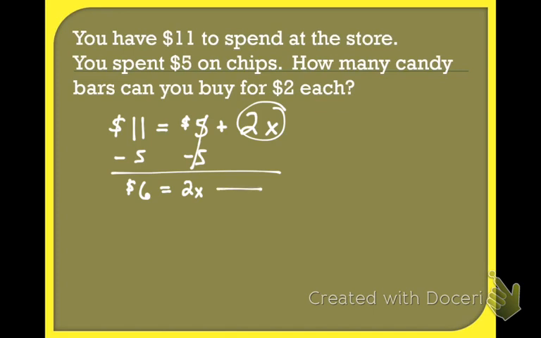Still, my goal is to get this x by itself. So in order to get rid of multiply by 2, I have to divide by 2. And you want to do the same thing to both sides. Now, this might look like it should say $3 just because of what we've worked on, but let's go ahead and look back at our question. It says, how many candy bars can you buy for $2 each? So your answer should be 3 what? 3 candy bars.